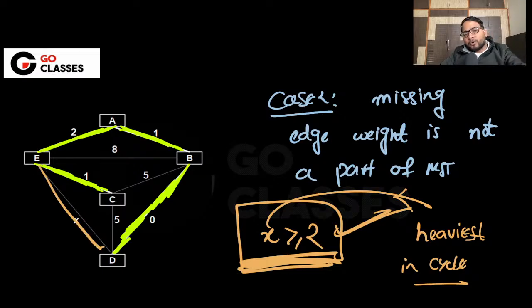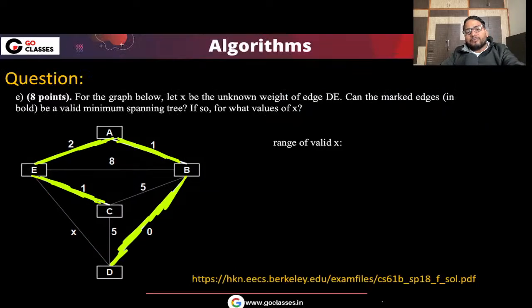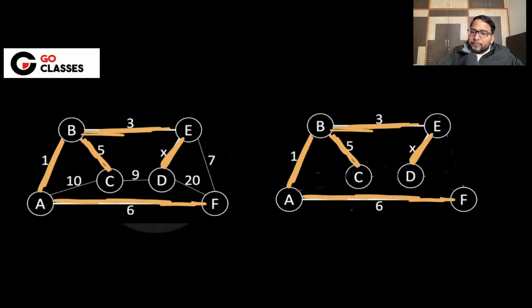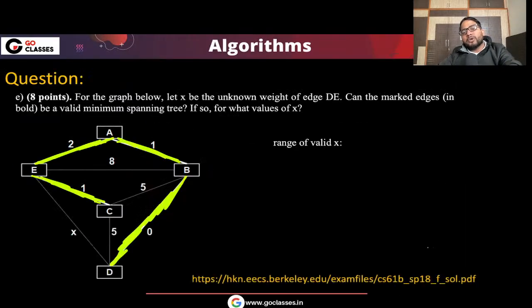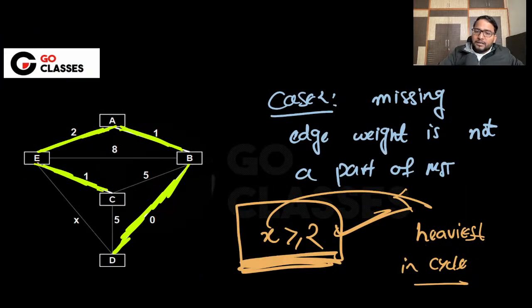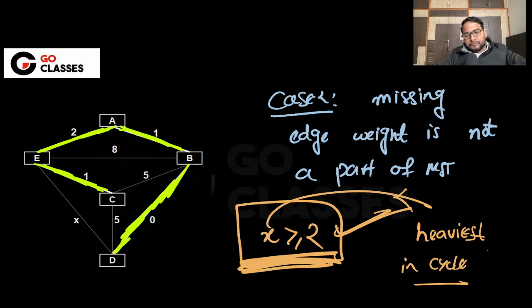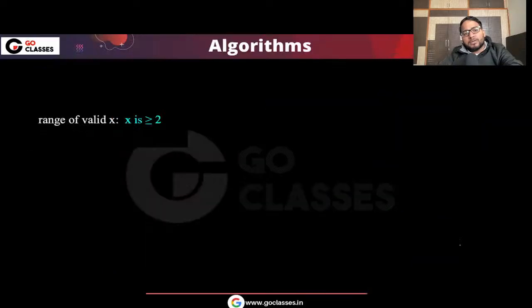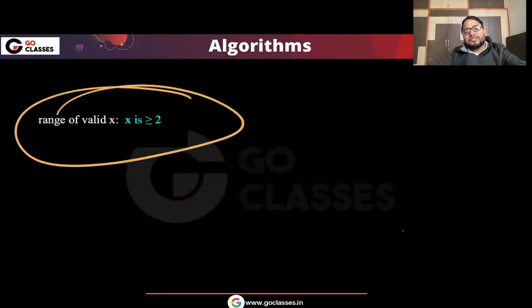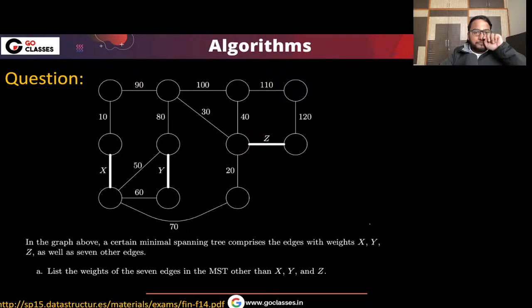See, earlier, if this was the MST edge which is missing, then we have to keep on plugging in and checking, with 12 check, with 7 check, and so on, right? But here we do not need to do it again and again. Just one time plug in and see what is the heaviest here. That's all. You will see here the answer is greater than or equal to 2. Let's solve more questions. You will get to understand more.